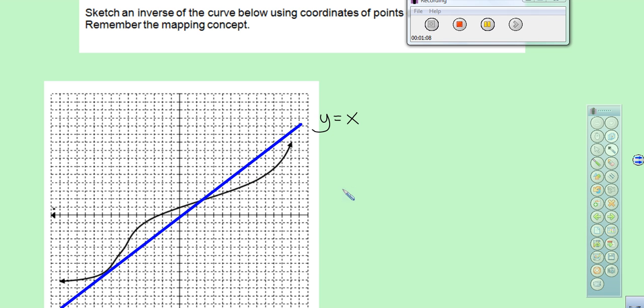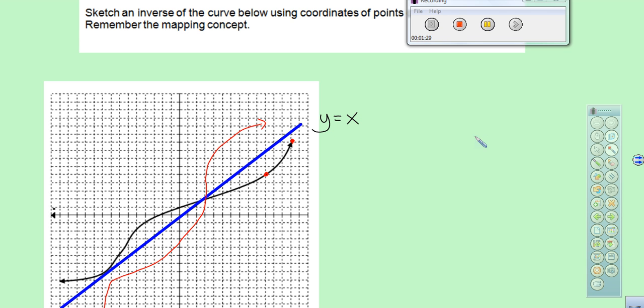And we did this by taking data points. We took points off of our line. So maybe we took this point and found its cohort over on the other side. And maybe we took this point and found its cohort. And we found those points by switching the x and y's. And then we were able to draw the approximate shape by connecting those points.